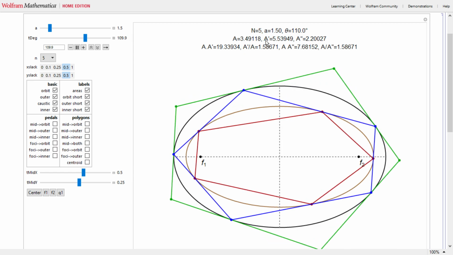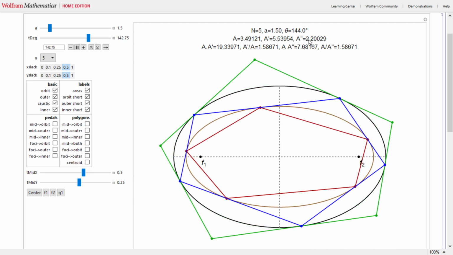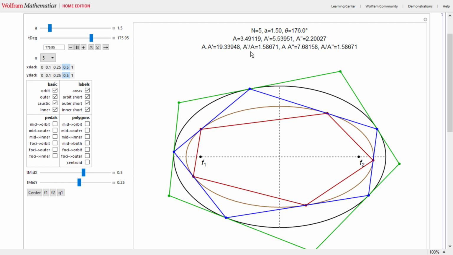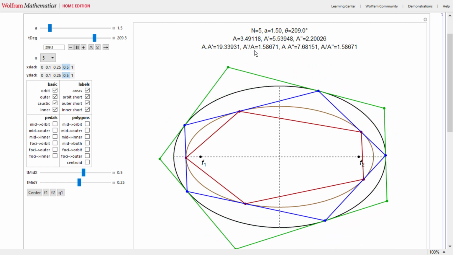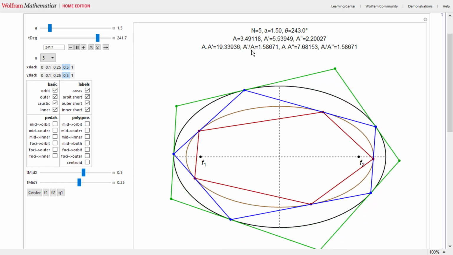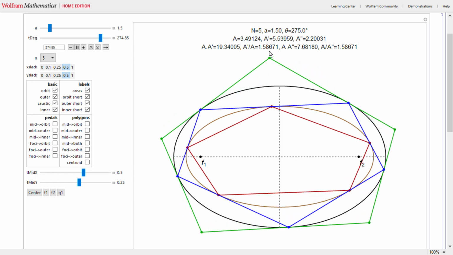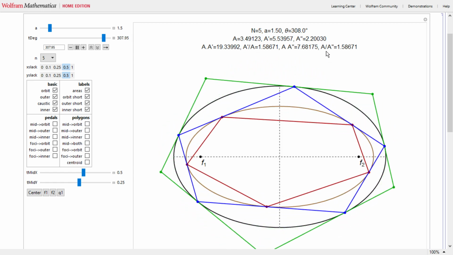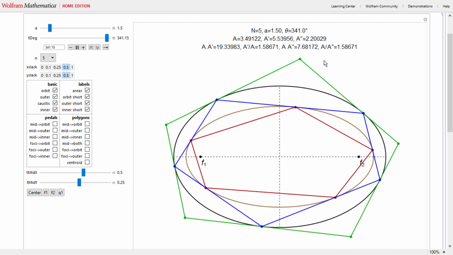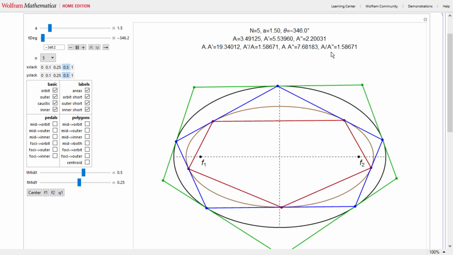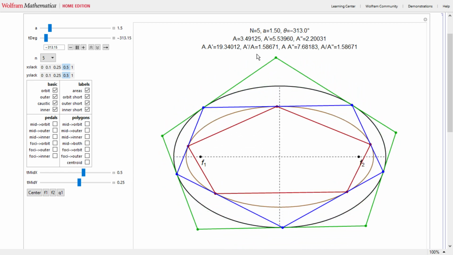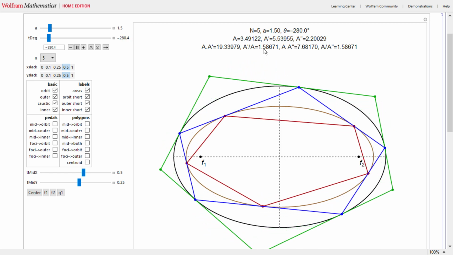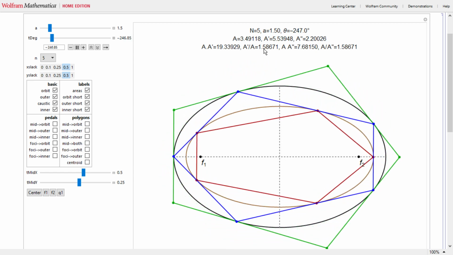Though none of the three areas are constant, the ratio of the outer area by the n-periodic area, A prime divided by A, is invariant. And so is the ratio of the blue area, A, divided by the inner area, A double prime. You can see these numbers are not changing. In fact, they are the same. So not only are they invariant, they are the same.